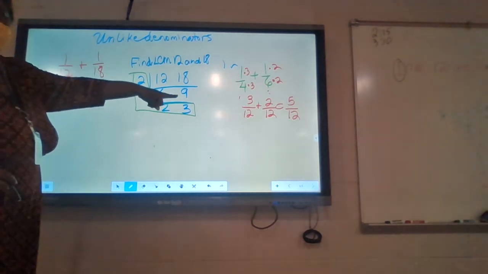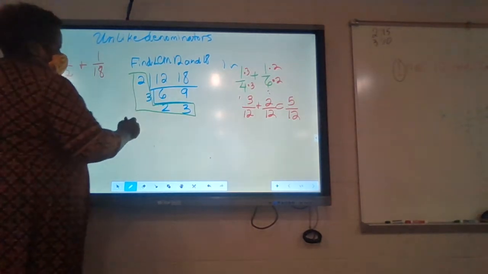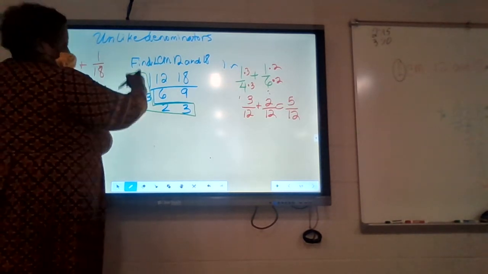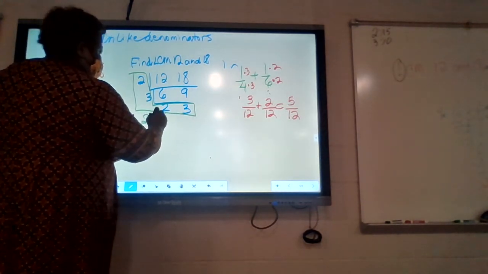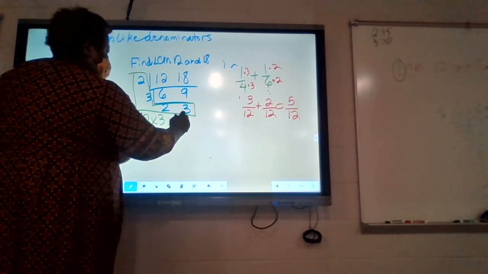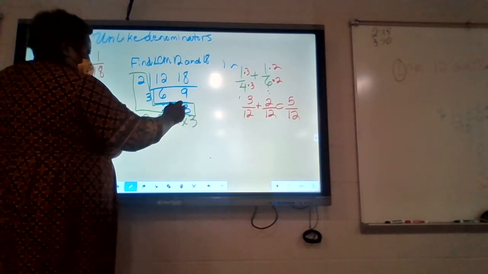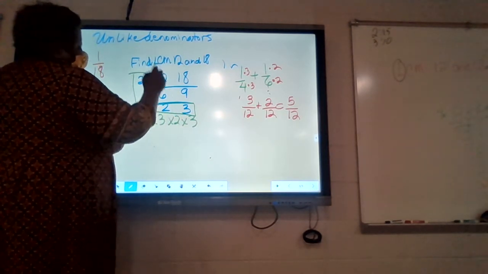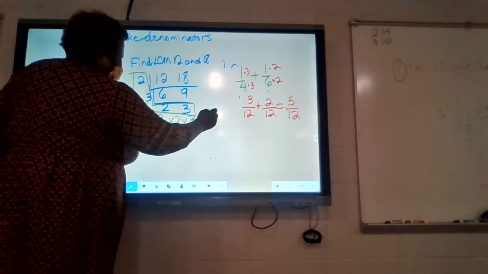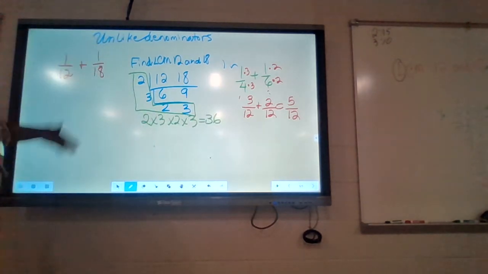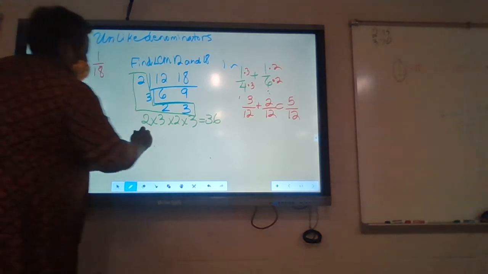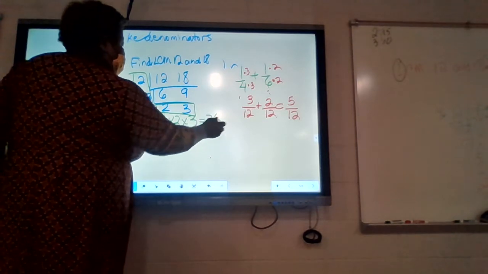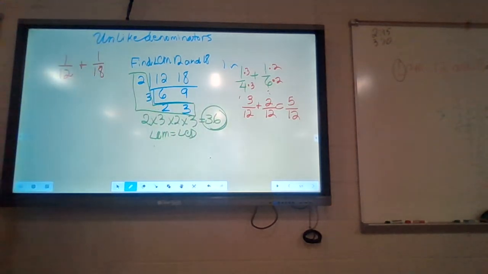All of these, I've got to multiply all these together. These 2 times 3 is 6. That's going to be my GCF, but I need my LCM. So 2 times 3 times 2 times 3. 2 times 3 is 6, times 2 is 18. No. 3 times 2 is 6, times 2 is 12, times 3 is 36. So that LCM is also my least common denominator. So I need my denominator to be 36.